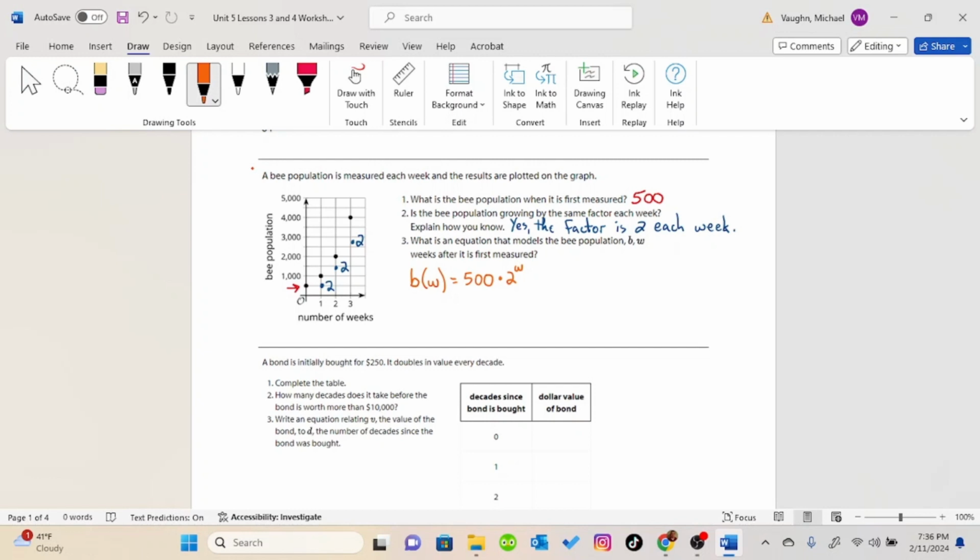This is an exponential function. These equal the y-intercept times our factor to the power of x.